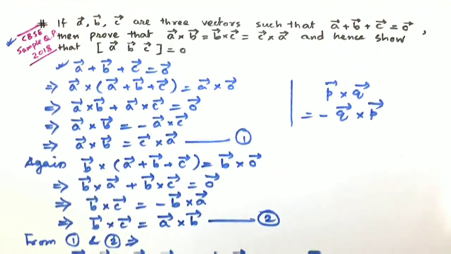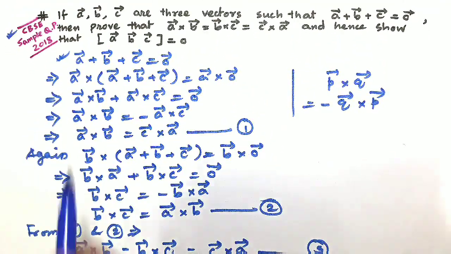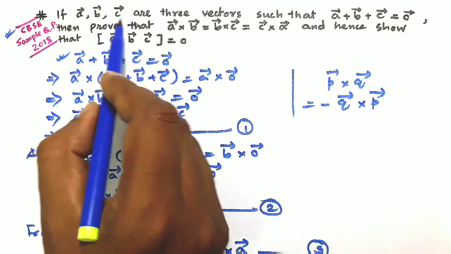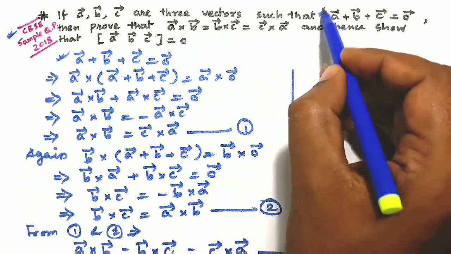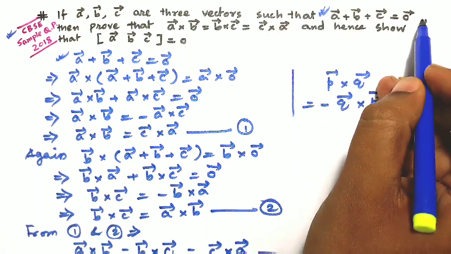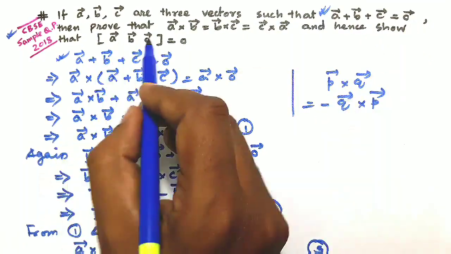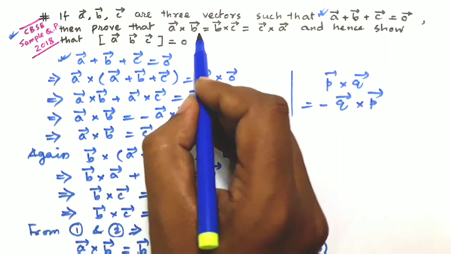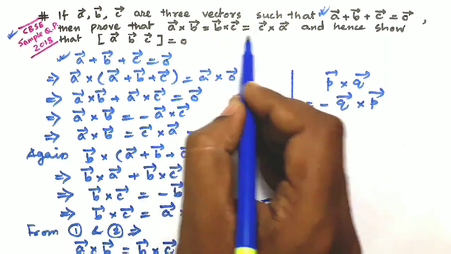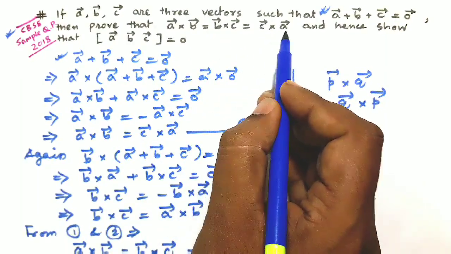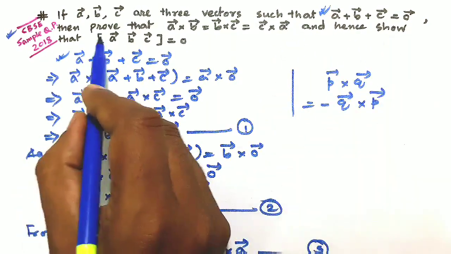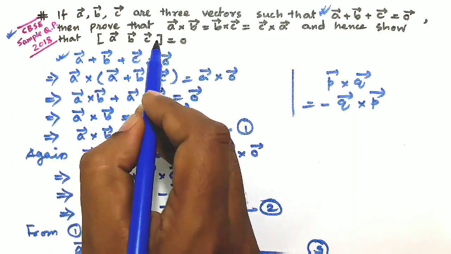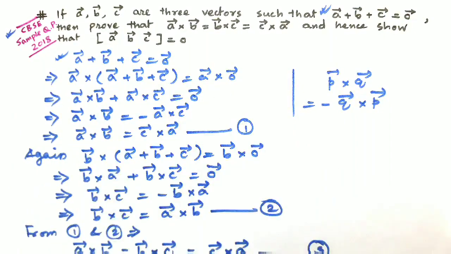So again I repeat the question and the final destination. If A vector, B vector, C vector are 3 vectors such that this is a given condition, A vector plus B vector plus C vector is equal to 0 vector, then we have to prove that A vector cross B vector is equal to B vector cross C vector is equal to C cross A vector. And hence we have to show that the scalar triple product of A, B, C is equal to 0.